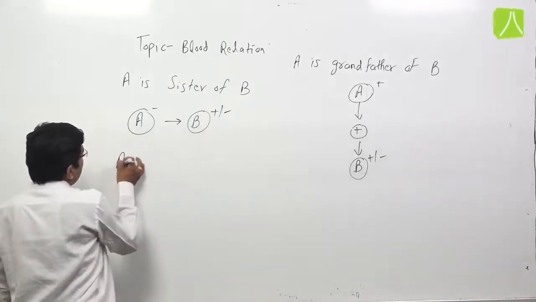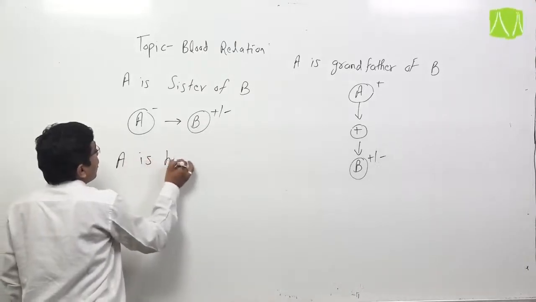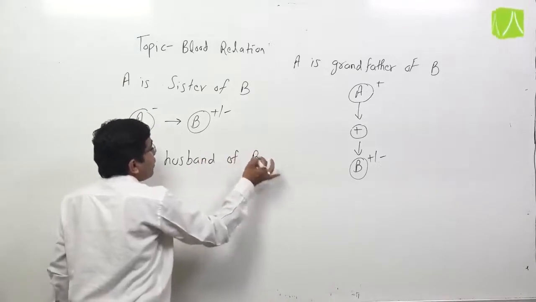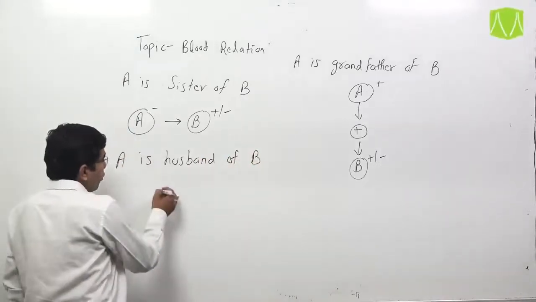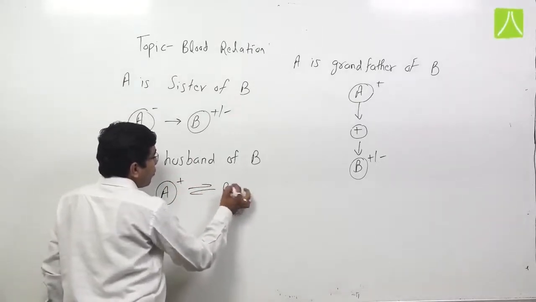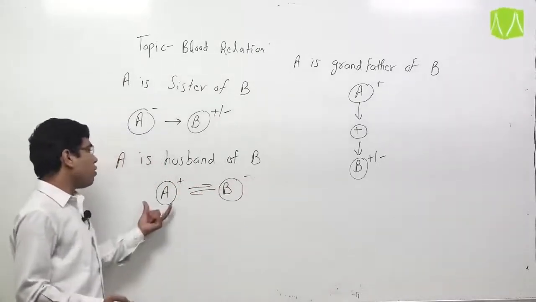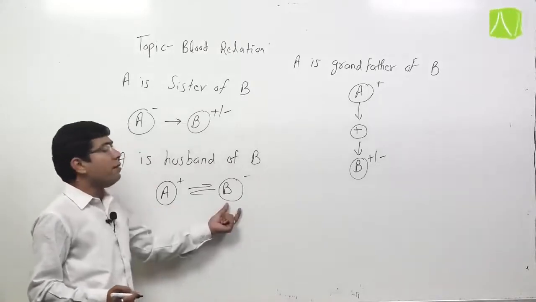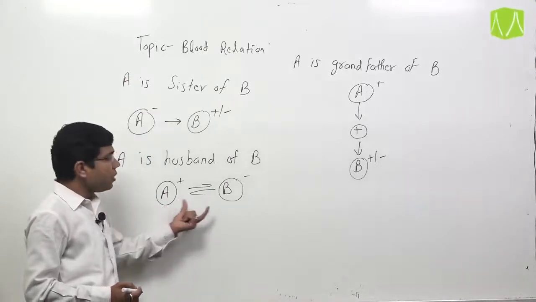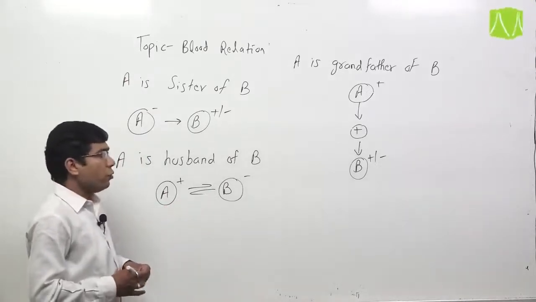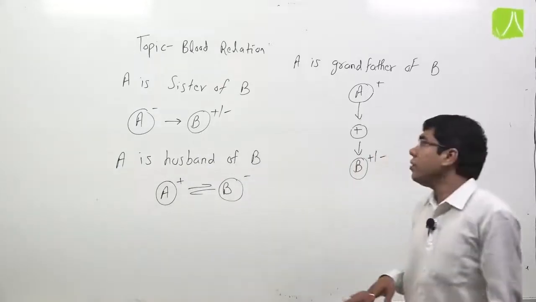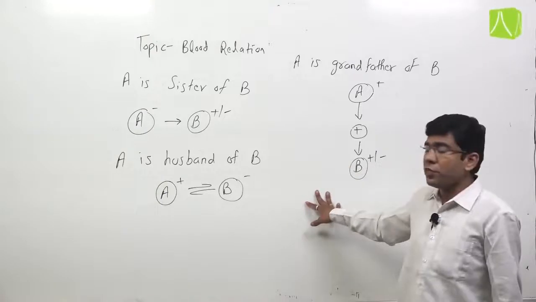Now last, A is husband of B. For the husband-wife relation we use a double arrow. A is husband of B means A is male and B is surely female. The husband-wife relation is denoted by the double arrow. So these are some notations which are used according to the situation.